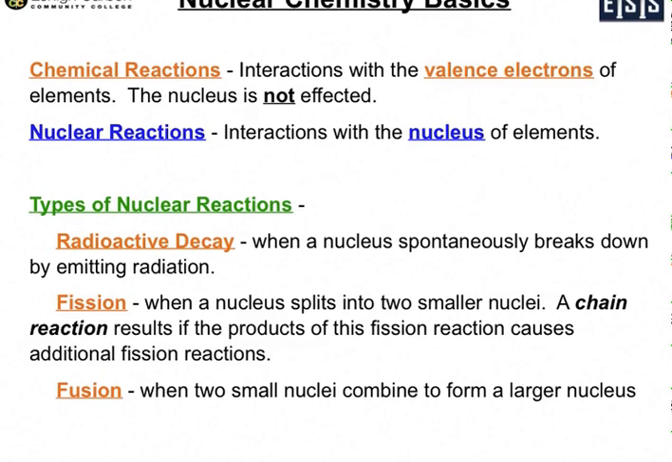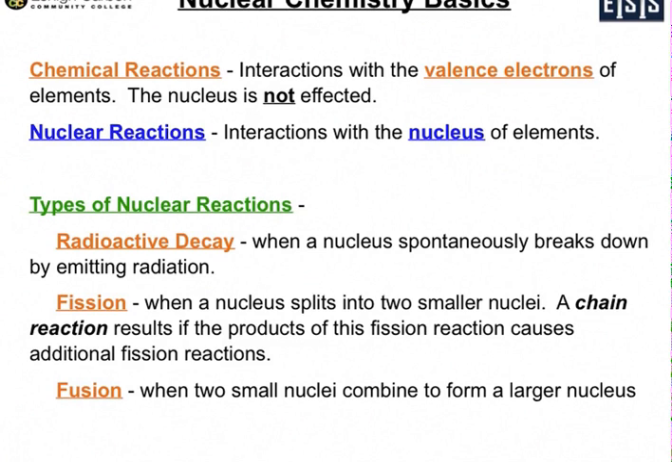In this video, we're going to review, under nuclear chemistry, radioactive decay. Here I'm showing an overall summary of nuclear chemistry. I start out with mentioning that chemical reactions are when you have interactions with the valence electrons of elements. So you're having reactions between elements where the electron clouds are interacting. The nuclei of your atoms are not involved in the reactions or not really affected.